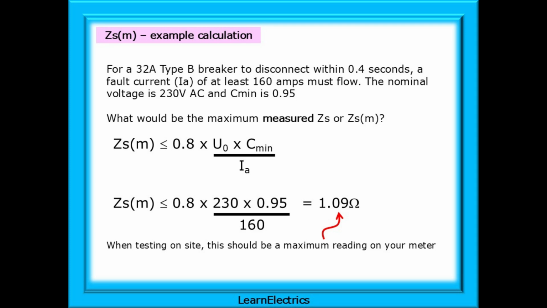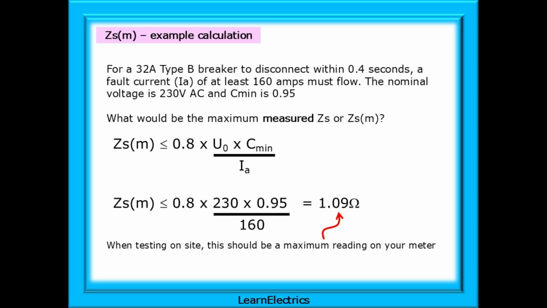For a 32 amp type B breaker to disconnect within 0.4 seconds, a fault current, IA, of at least 160 amps must flow. The nominal voltage is 230 volts AC and Cmin is 0.95. What would the maximum measured ZS or ZSM be? Pause the video and take a look at the calculation.